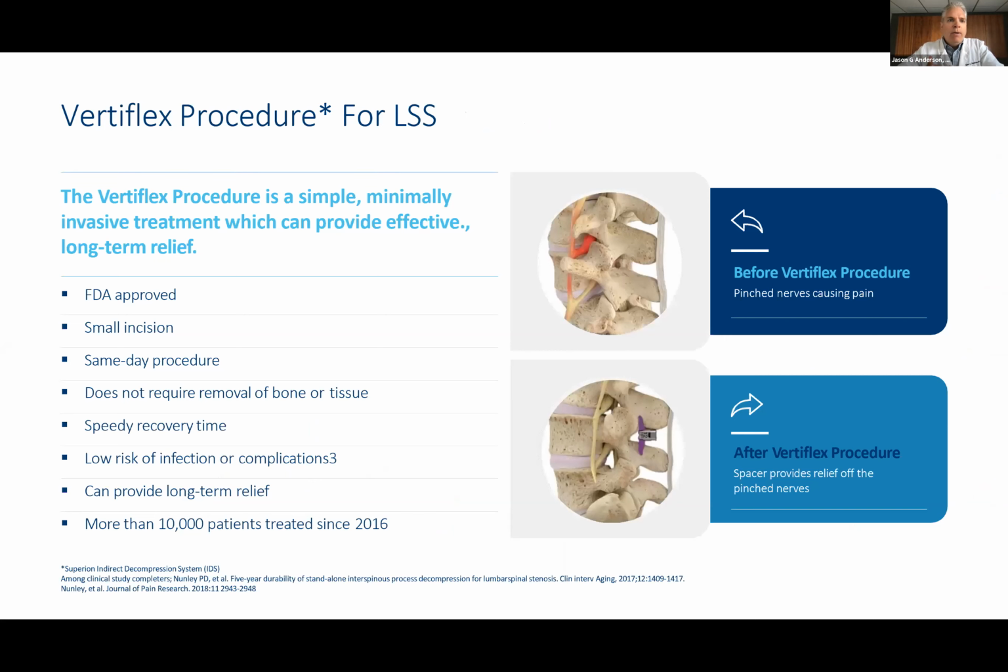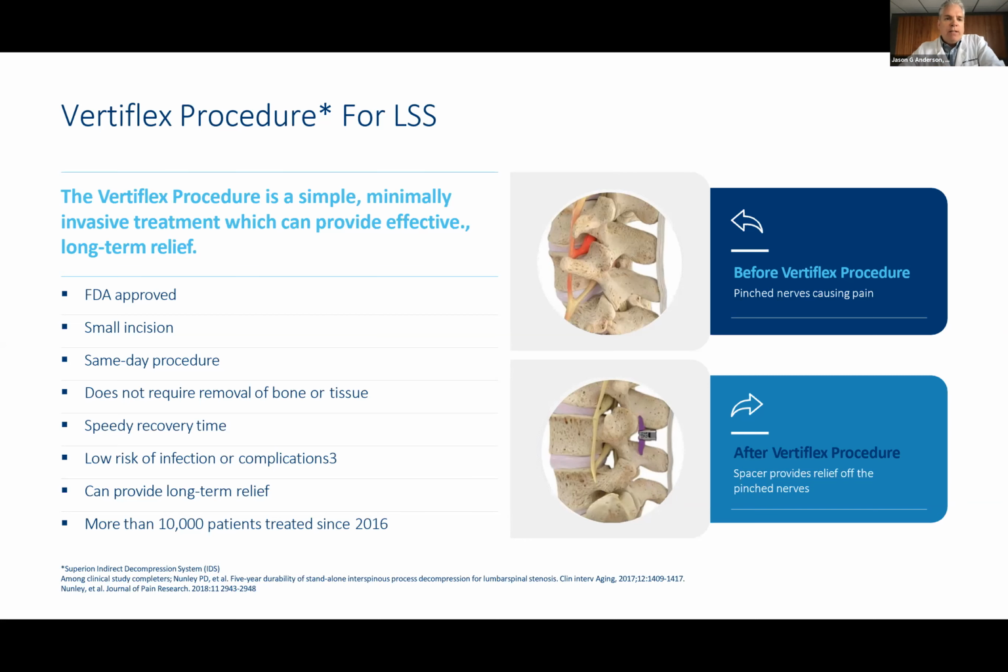So what I'm going to talk about next is the Vertiflex procedure for lumbar spinal stenosis. What you can see in the picture in the top right is before the Vertiflex procedure, the nerve is getting pinched there as it exits and it's bright red. And then after the Vertiflex procedure, there's a spacer device placed in the spine that basically props up the vertebrae there so that it's open, like when somebody's bending forward or sitting, so that there's more room where the nerves exit or in the central canal.